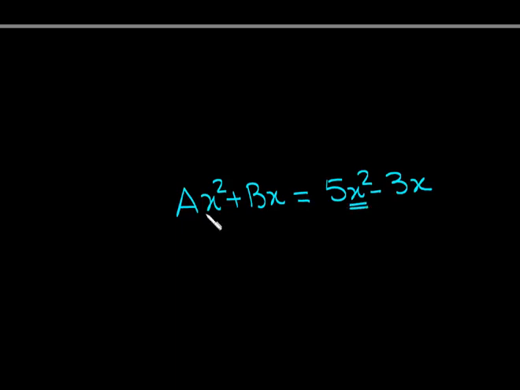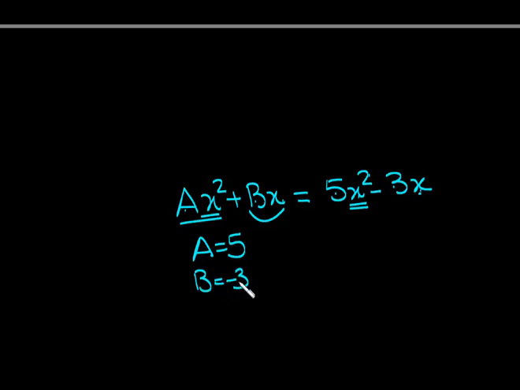So I have x squared here, I have x squared here. So that tells me I have 5x squared, ax squared. So a must be 5. Over here I have bx and negative 3x. So I compare the x terms, so b must be negative 3.